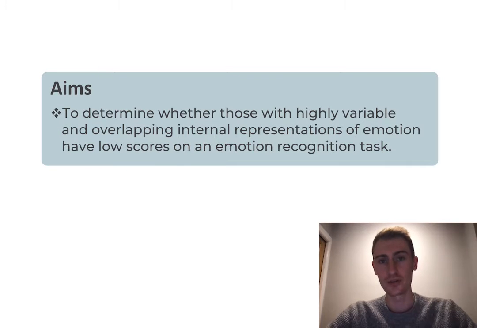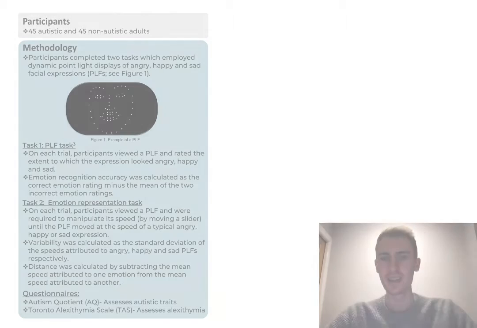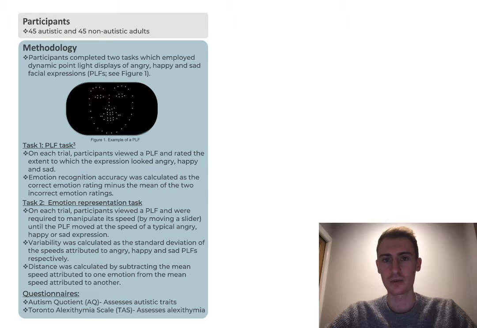Therefore, we aim to do so in this study. Specifically, we aim to determine whether those with highly variable and overlapping internal representations of emotion had low scores on an emotion recognition task. In the current study, 45 autistic and 45 non-autistic adults completed two tasks which employed dynamic point light displays of angry, happy, and sad facial expressions.